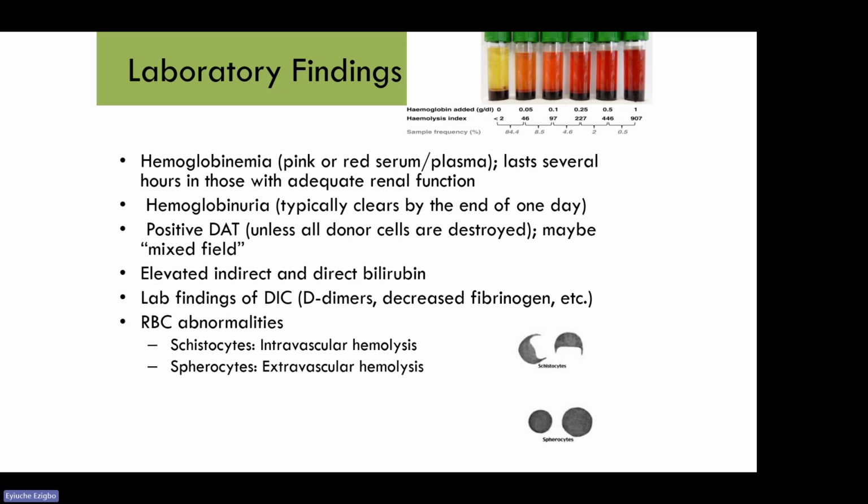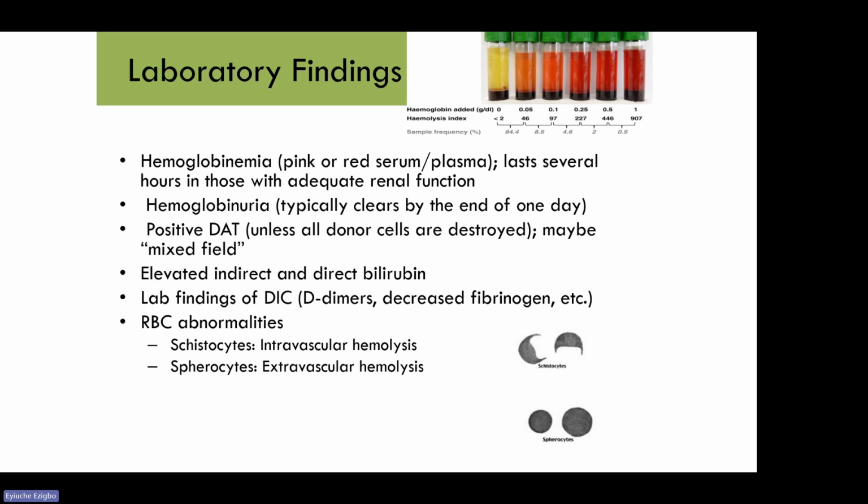We have elevated direct and indirect bilirubin. You can find that from the breakdown of the hemoglobin. Laboratory finding of DIC. To confirm that DIC is taking place, if we estimate the D dimer of the patient, we find out that it's on the increase, and decreased fibrinogen, etc. That is to monitor DIC.